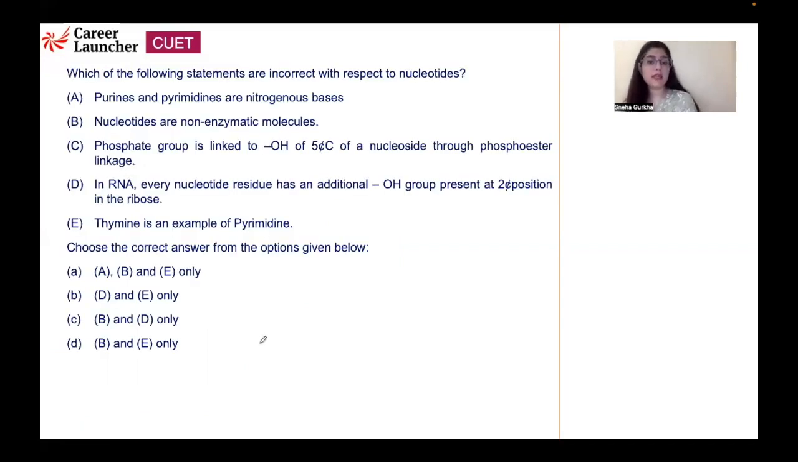Which of the following statements are incorrect with respect to nucleotides? Now, this is a question that I think can be challenged, because purines and pyrimidines are nitrogenous bases. This is correct. Nucleotides are non-enzymatic molecules. This is incorrect. Nucleotides can behave as enzymatic molecules. Phosphate group is linked to OH of 5' carbon of nucleoside through phosphodiester linkage. In RNA, every nucleotide residue has an additional OH group present at 2' position in the ribose. This is also correct. And thymine is an example of pyrimidine. This is also correct. So if we look at it, only option B seems incorrect. Rest of the options seem correct, right? So this is something that can actually be challenged.